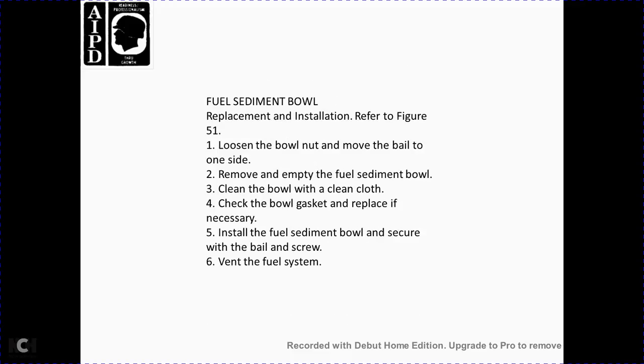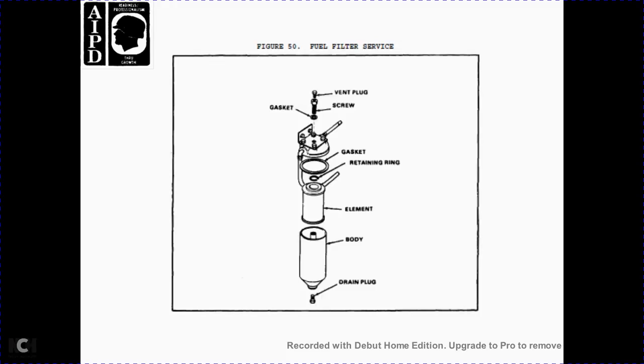The fuel sediment bowl replacement from the installation, figure 51. Loosen the bowl nut and move the bail to one side, then remove and empty the fuel sediment bowl. Clean the bowl with a clean cloth. Check the bowl gasket and replace if necessary. Install the fuel sediment bowl with the bail and screw, and vent the fuel system. Figure 50 shows the fuel filter.